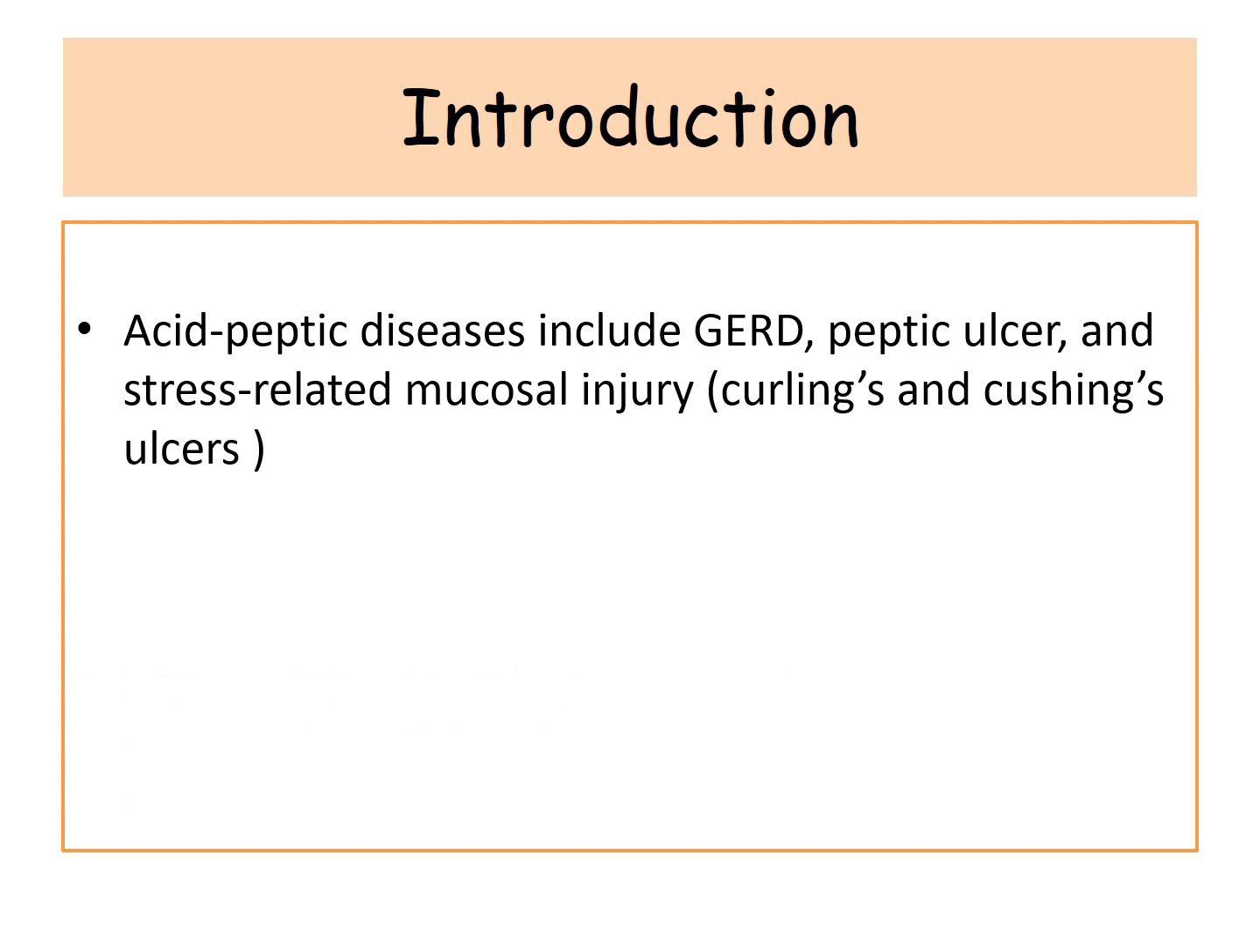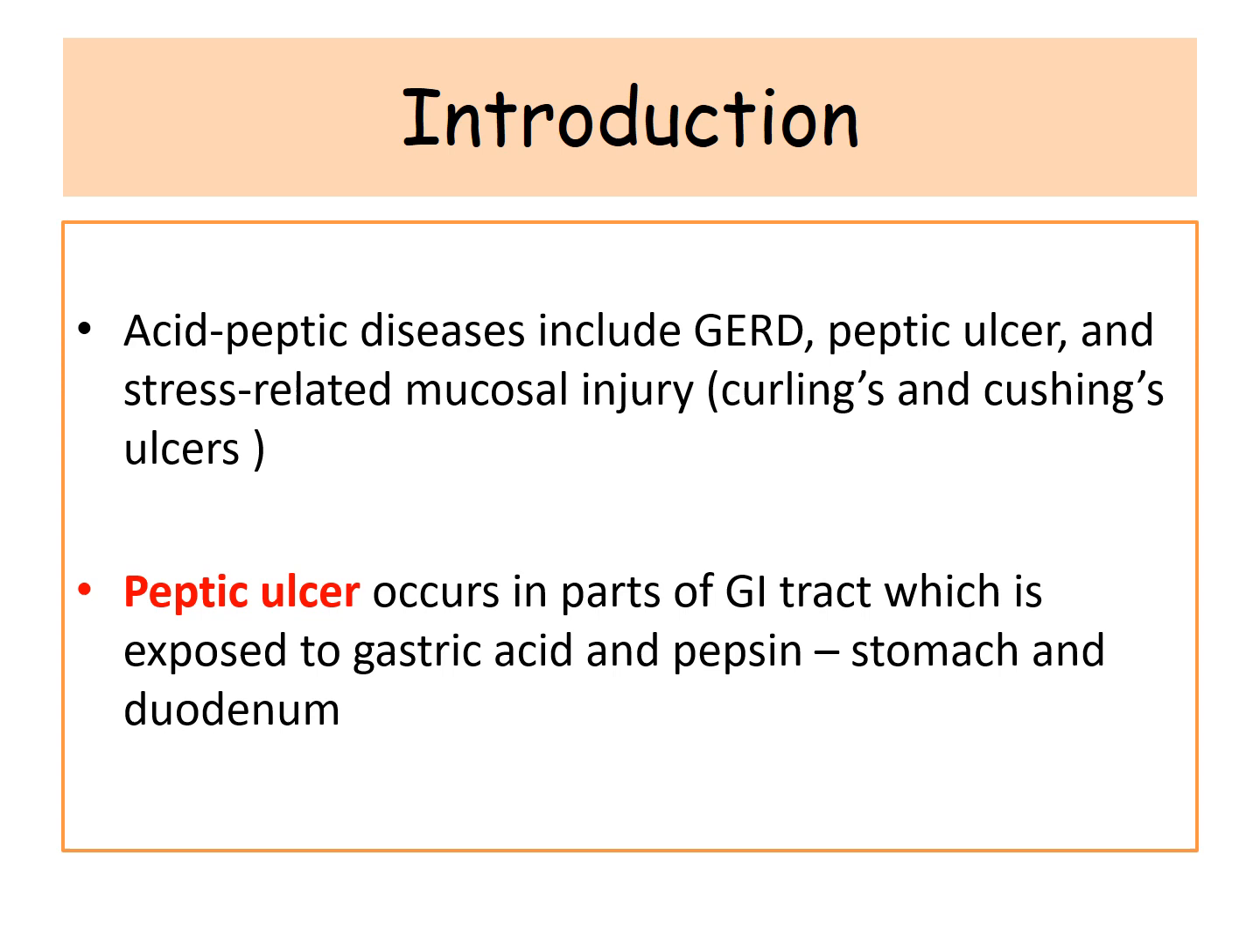Out of that, peptic ulcer occurs in the gastrointestinal tract, which is exposed to gastric acid and pepsin, mainly in the stomach and duodenum. So the peptic ulcer occurs in the parts of the GI tract which are exposed to gastric acid and pepsin, mainly our stomach and duodenum.